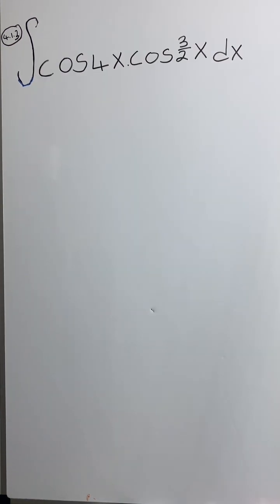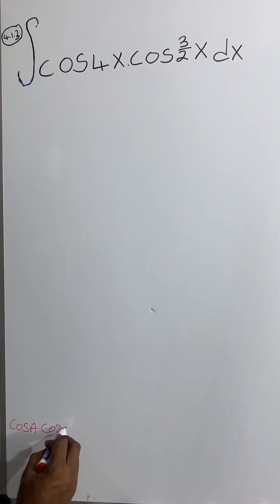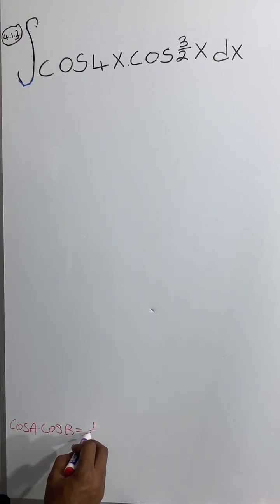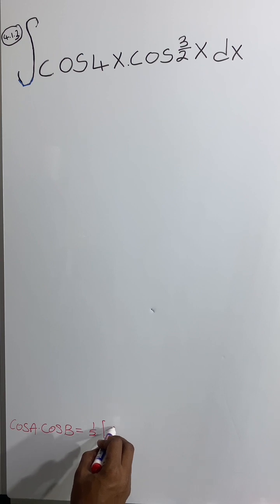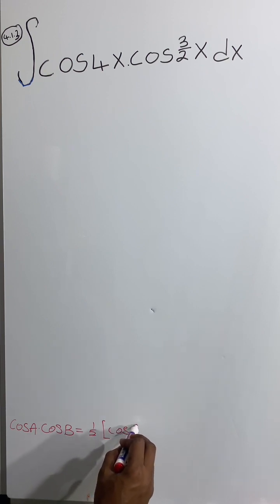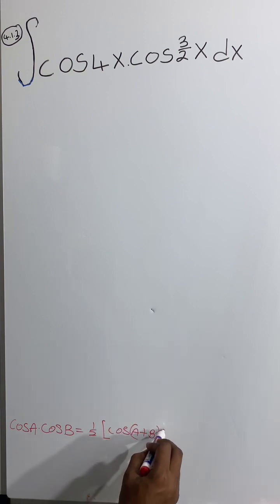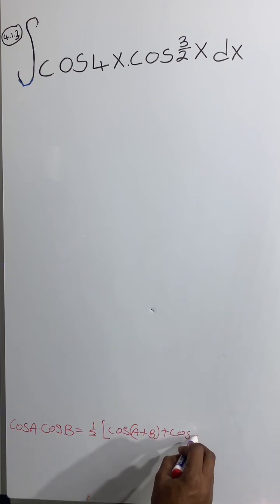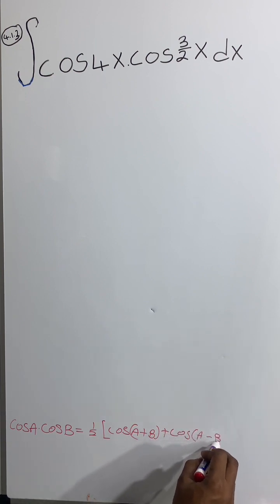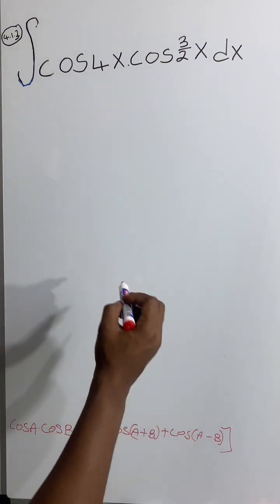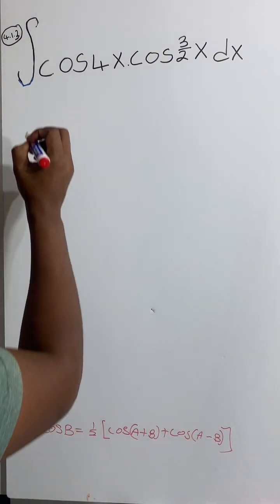Question 4.1.3, we have to evaluate the integral of cos 4x multiplied by cos 3 over 2x dx. We know from our formula sheet that cos A multiplied by cos B is equal to 1 over 2 times (cos of A plus B plus cos of A minus B). So we can express our integral in this form.